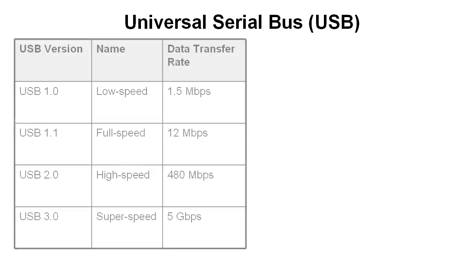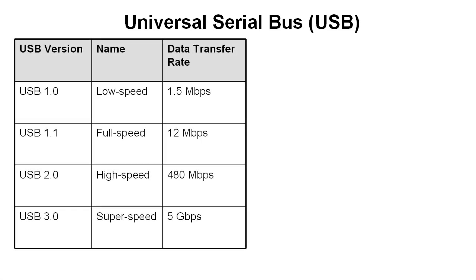USB ports are used by many devices: keyboards, mice, printers, cameras, and much more. The USB port enables the ability to power the device and also transfer data between the device and the computer. And so here's the different USB versions.